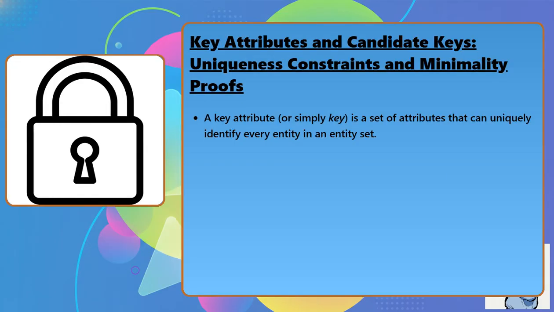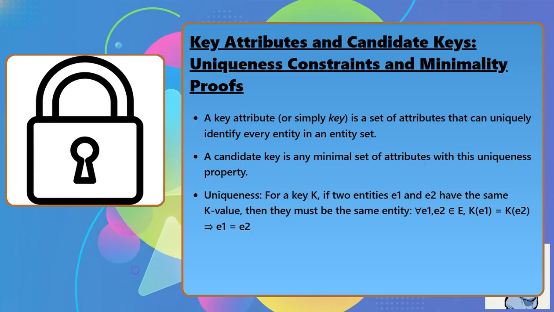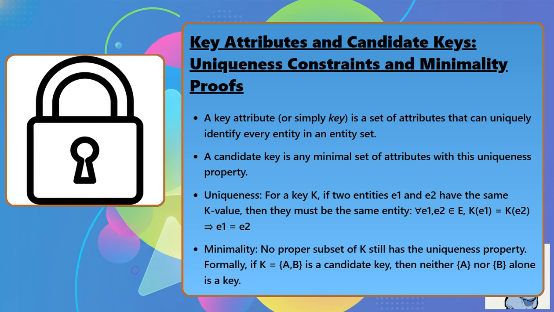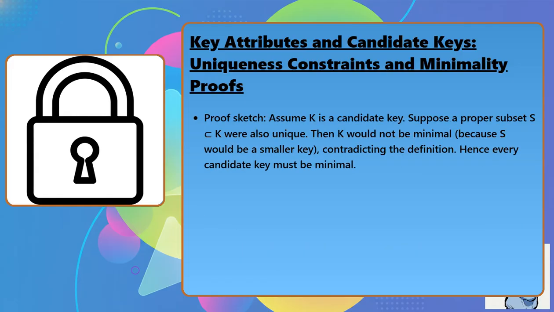A key attribute, or simply key, is a set of attributes that can uniquely identify every entity in an entity set. A candidate key is any minimal set of attributes with this uniqueness property. Uniqueness: for a key K, if two entities E1 and E2 have the same K value, then they must be the same entity. For all E1, E2 in E, K(E1) = K(E2) implies E1 = E2. Minimality: no proper subset of K still has the uniqueness property. Formally, if K = {A, B} is a candidate key, then neither A nor B alone is a key. Proof sketch: assume K is a candidate key.